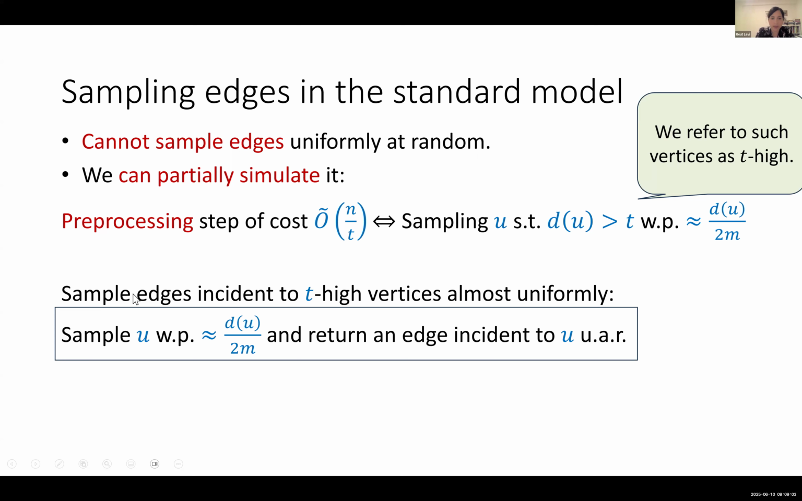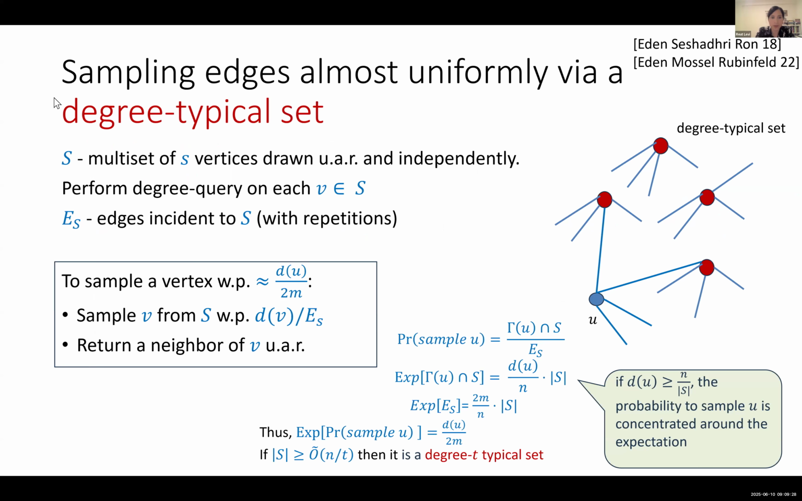So how can we sample edges incident to t high vertices almost uniformly? We will sample a vertex u with probability which is roughly d_u over 2 times the number of edges, m, and then return an edge incident to u uniformly at random. So how can we sample edges almost uniformly for high degree vertices? This is done by a degree typical set.